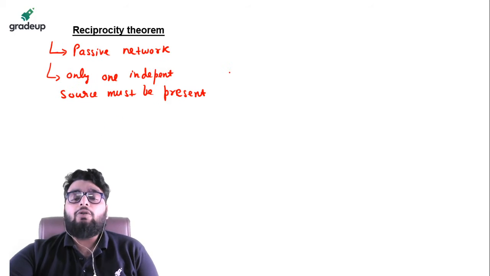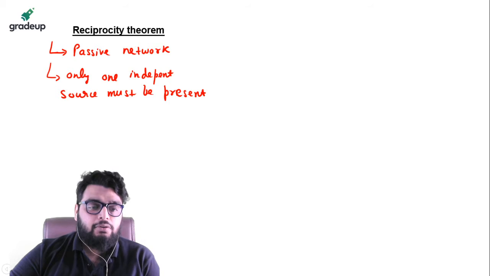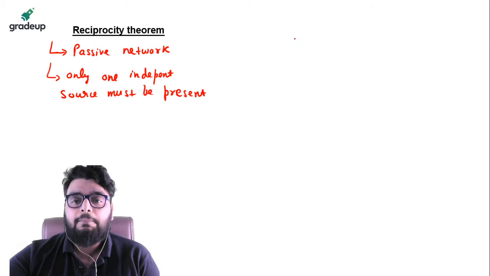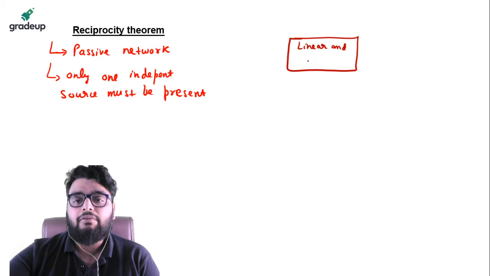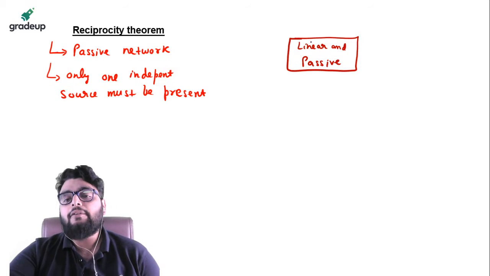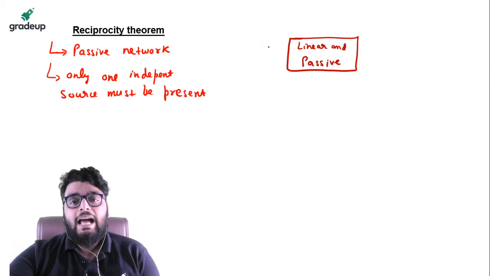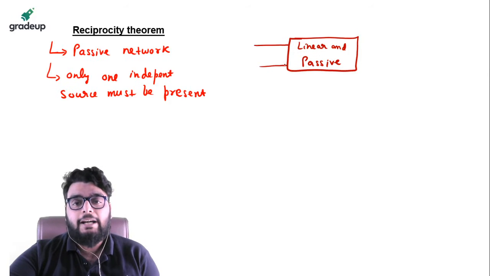Now let's see what is the meaning of the reciprocity theorem. For the reciprocity theorem, you need to understand that a network must be linear and passive. So if a network is linear and passive, and this is my source side, this is my source.